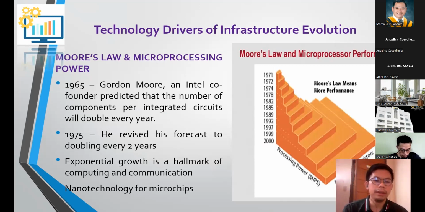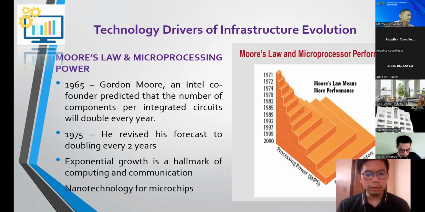Through these eras and developments, there were also important events that developed ideas and theories that later on became laws. These laws became a basis for many studies pertaining to the impact of information technology on the world, especially in the business sector. So the first law is Moore's law and microprocessing power. It was developed by Gordon Moore in 1965.